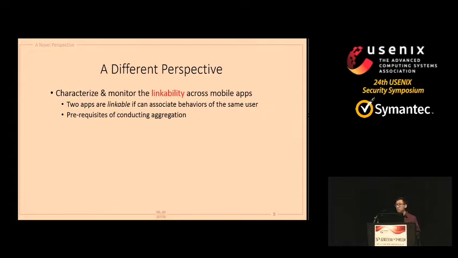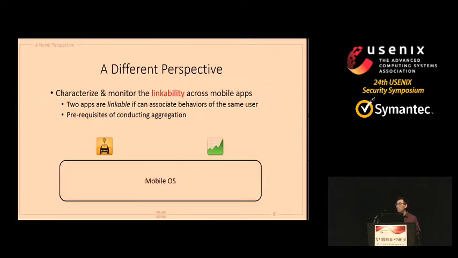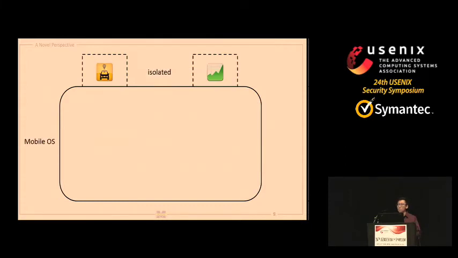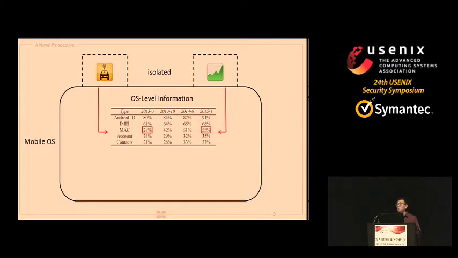And this is the prerequisite for any adversary to conduct any kind of aggregation, and therefore gives an upper bound of the privacy threat. However, as we know, the mobile OS provides isolation between mobile applications, so how can two mobile apps know that they're installed on the same device and belong to the same user? There are two basic approaches. The first one is accessing the same persistent identifying information.